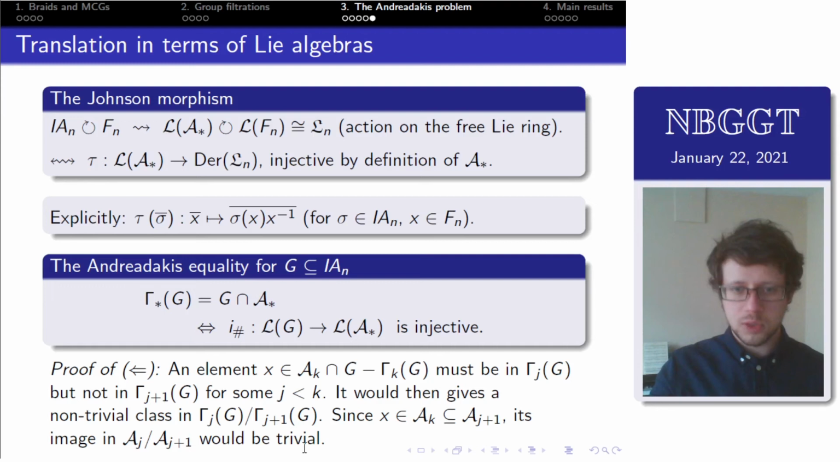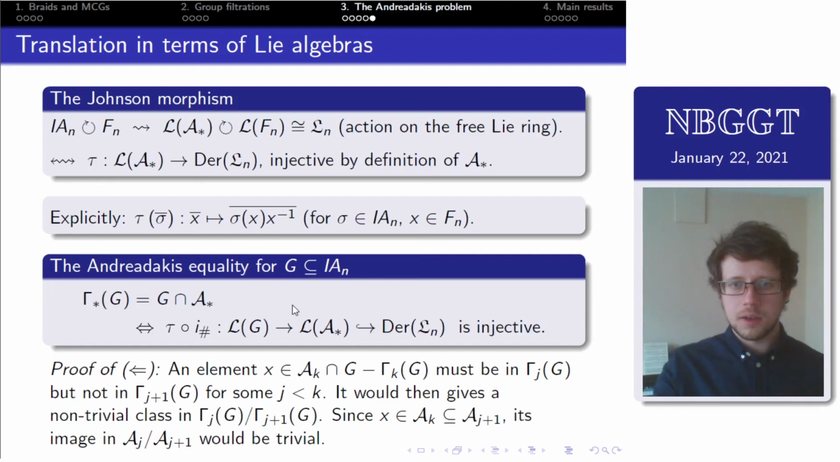So this would give, from a counterexample x here to this equality, a non-trivial element in the kernel of this map. And the other way around is the same but easier. If you have an element in the kernel here, you can get directly a counterexample of this one. So these are equivalent, and then we can compose this map with this one, and this Johnson homomorphism is injective. So this is equivalent to this composition with the Johnson homomorphism being injective.